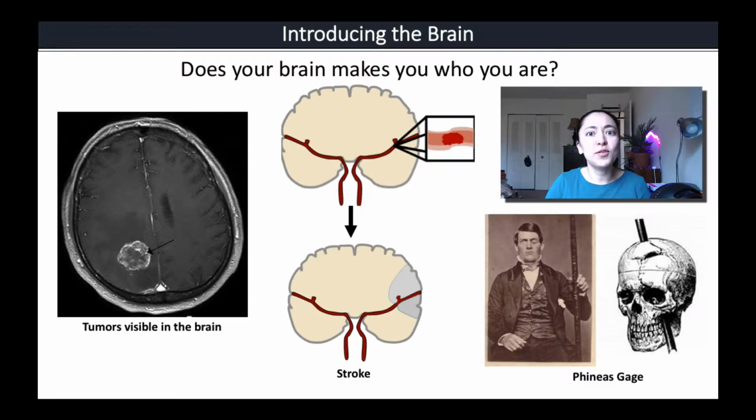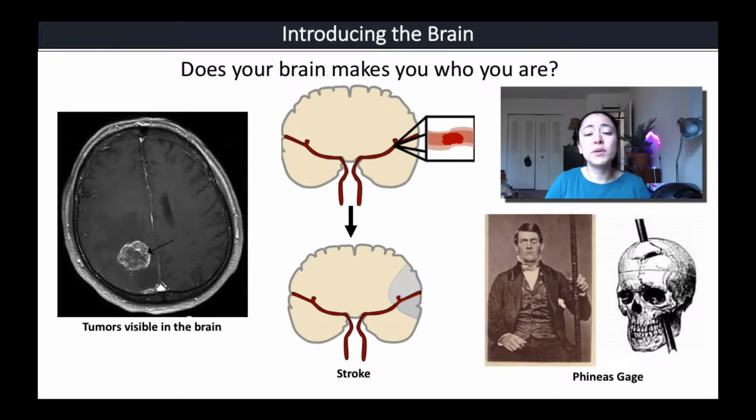Before we dive into the functions of the brain, I would like you to think about the role your brain plays in making you who you are. We often take for granted the role that our brain plays in shaping our personality, our intelligence, our empathy, language, and our ability to do basic functions like sleeping, feeling sensations, and moving our body.